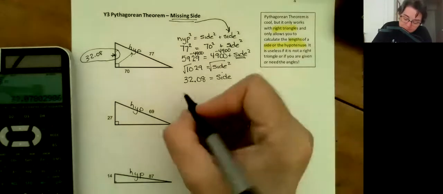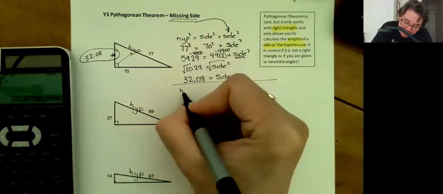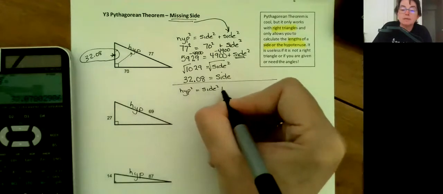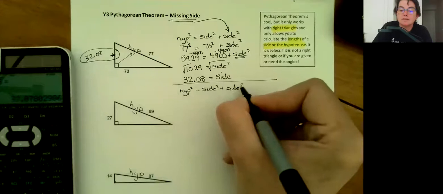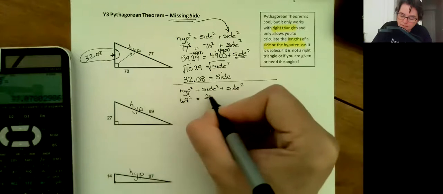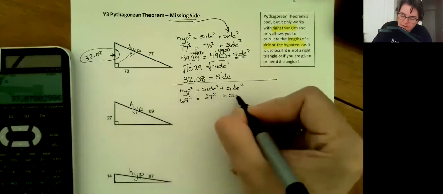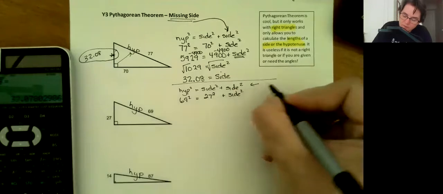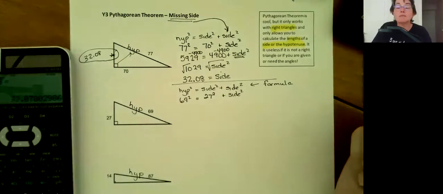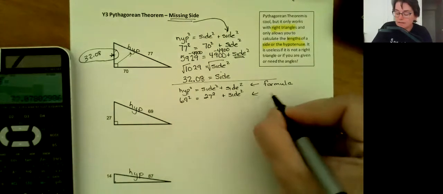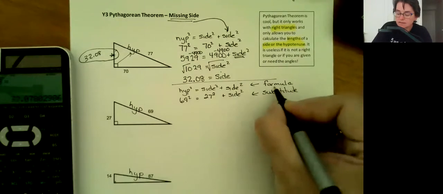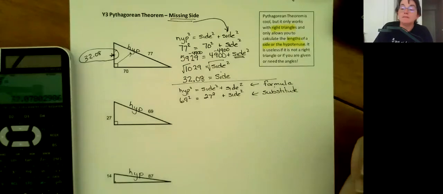All right, here we go. Hypotenuse squared is side squared plus side squared. All right, so 69 squared is equal to 27 squared plus. So, formula. Always, always, always put the formula first for me. And then you substitute. Oopsies. And then you start doing the work.